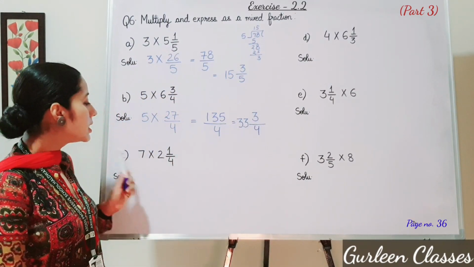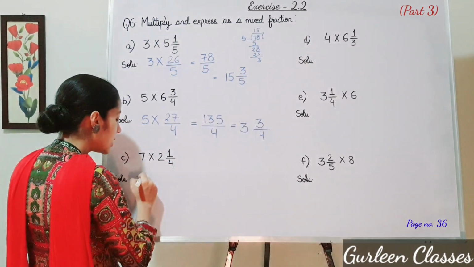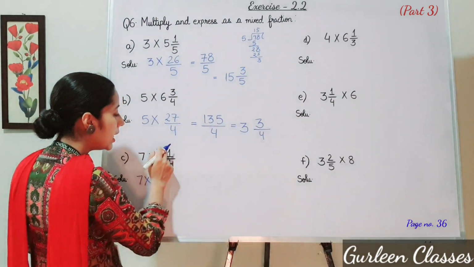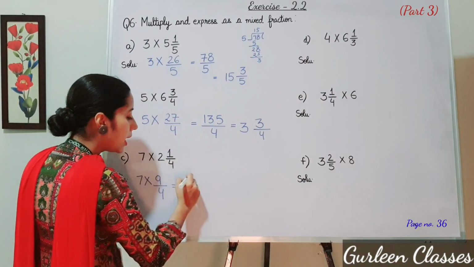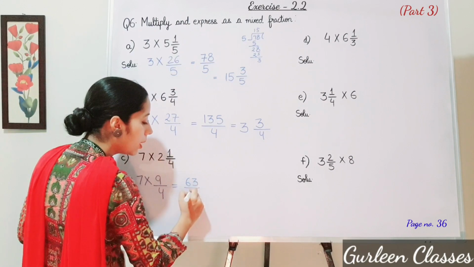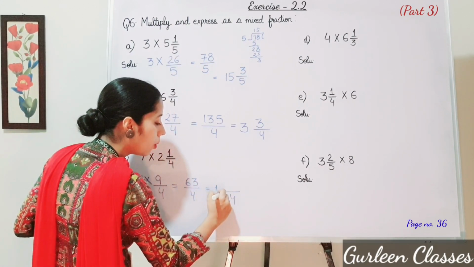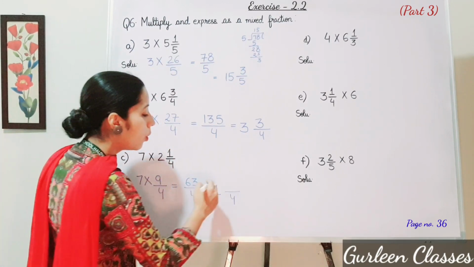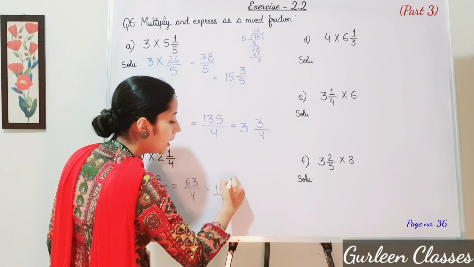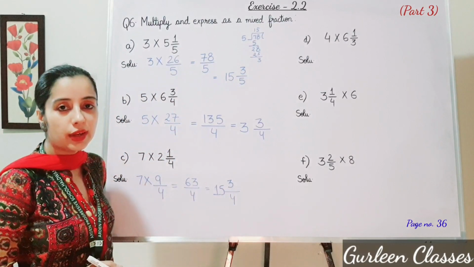Now C part, 7 into 2 whole 1 upon 4. So write here 7 into 4 2s are 8 plus 1. 9 upon 4. 7 9s are 63 upon 4. So divide. 4 1s are 4. Remainder is 2 and 3, 23. 4 5s are 20 and 3. 15 4s are 60 plus 3, 63.